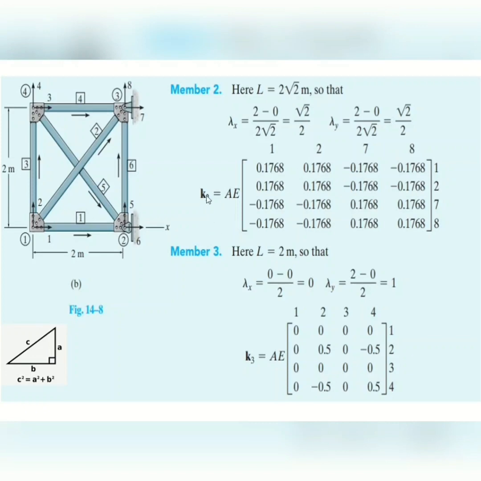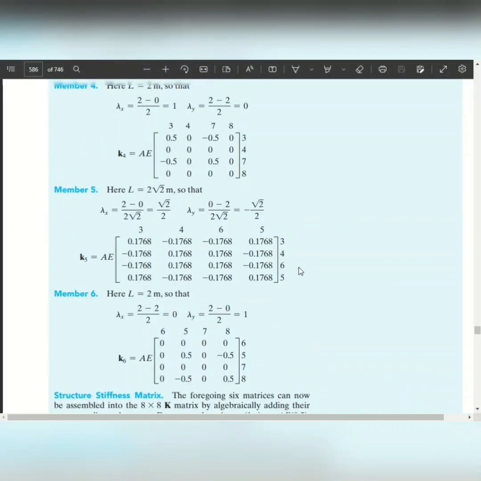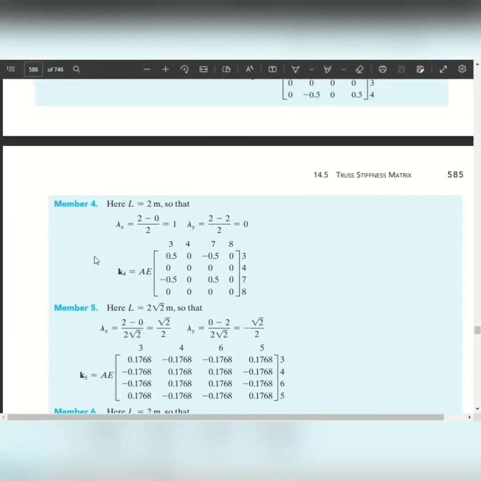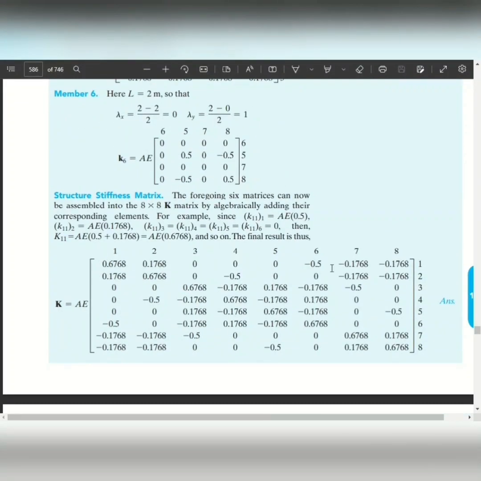So this is the same sequence which we got from k1, and this is the same for k2, and the same for k3, with just the difference of the inclined member, which uses the Pythagoras theorem. Just the length is the same. So now this is for 5. After finding the k values for the 6 members, we now just need to make this 8 by 8 equation.